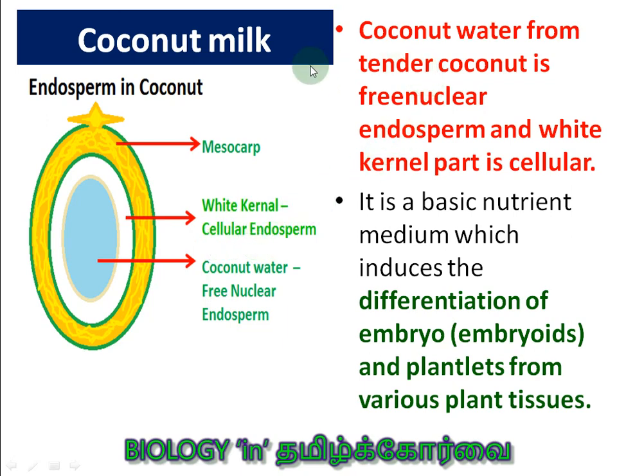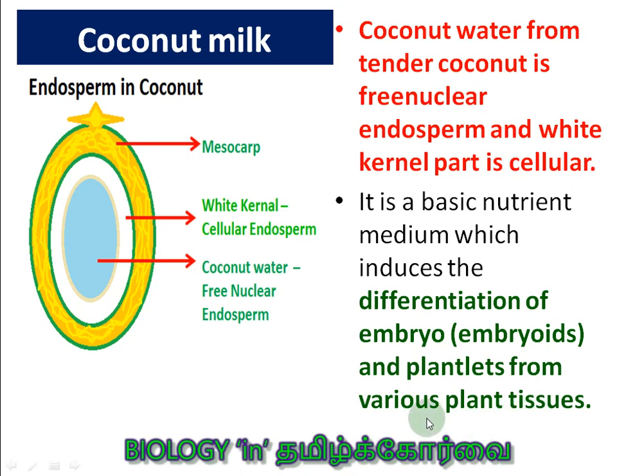So this is the point to be noted in coconut milk. It is a basic nutrient medium which induces the differentiation of embryoids and plantlets from various plant tissues. This point is not relevant to the endosperm, but it is relevant to plant tissue culture students, so you should be very clear about it. So we can apply it in plant tissue culture.